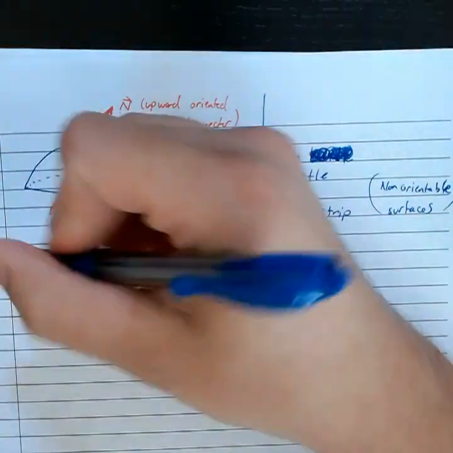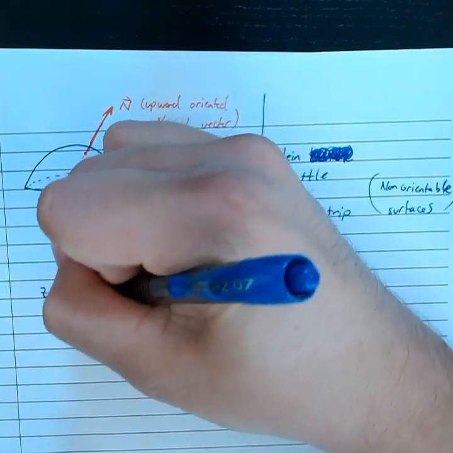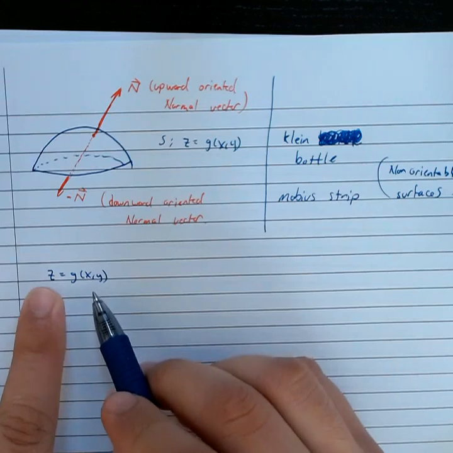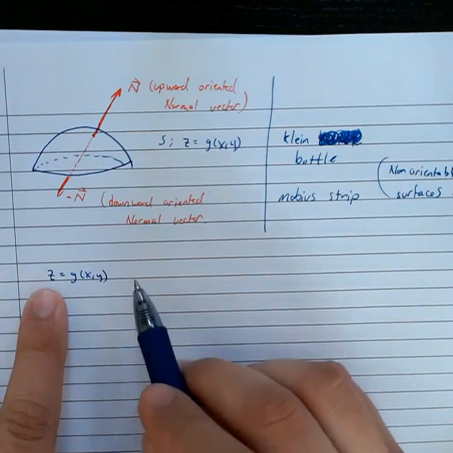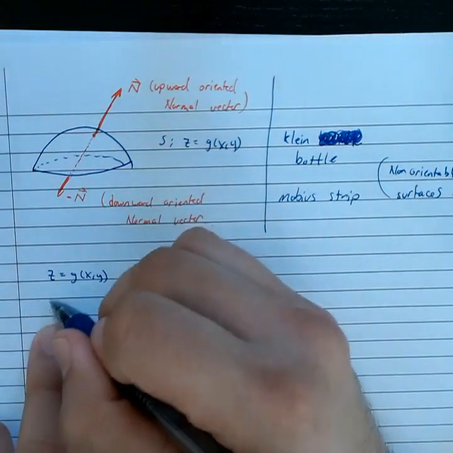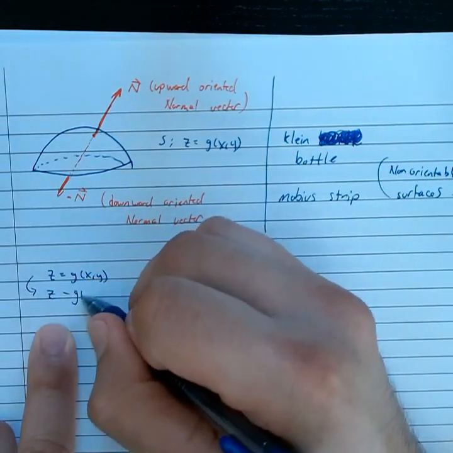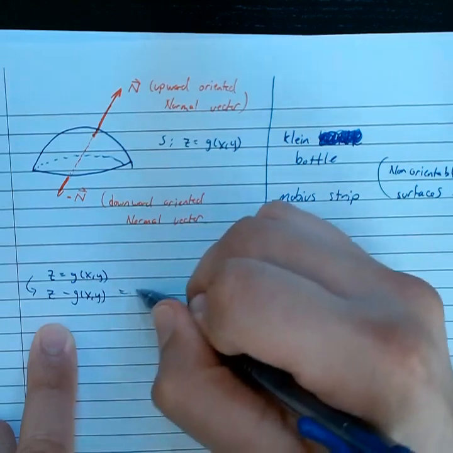Z is equal to g of x comma y. Okay, let's go ahead and write this as a single equation equal to a constant. So here I'm just going to subtract g to the other side. So I'm going to write this as z minus g of x comma y is equal to 0.